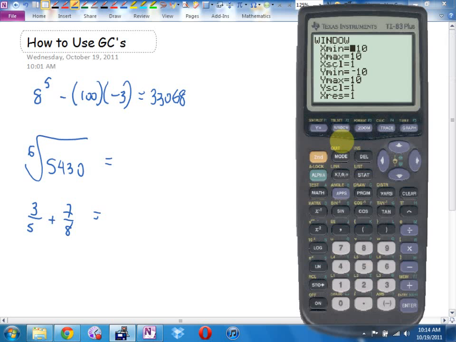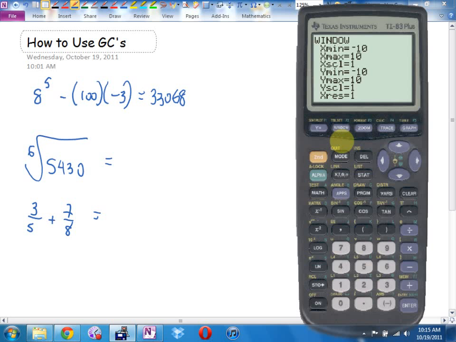Xmin stands for the minimum x value. It's how far left it's going to graph. Xmax stands for how far right the graph is going to go. So I have my graph set up to go from negative 10 to positive 10. Xscl stands for my x scale. 1 on this graph, each hash mark is going to go up by 1s.